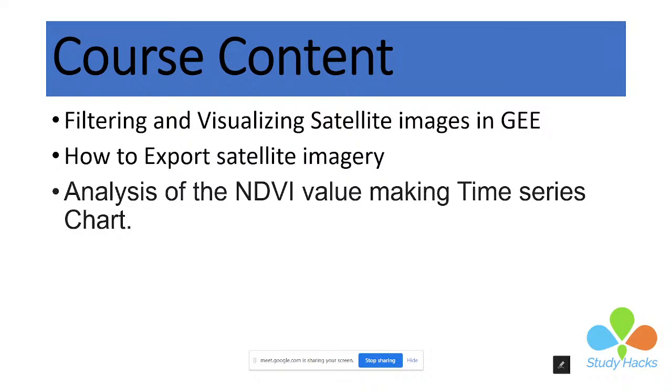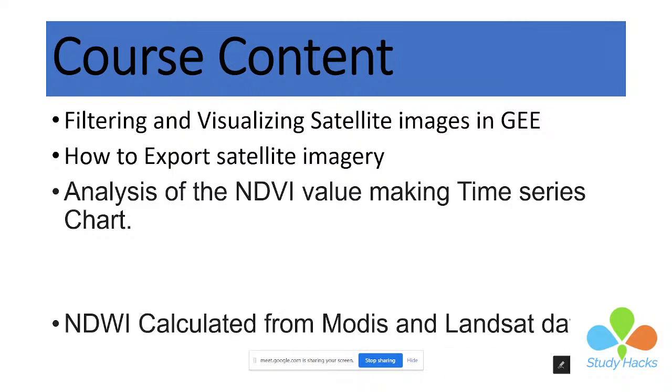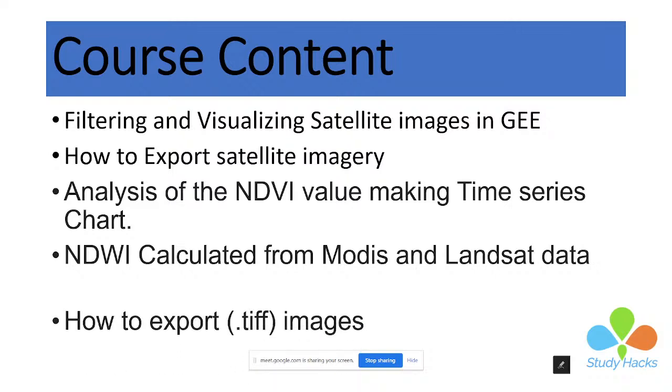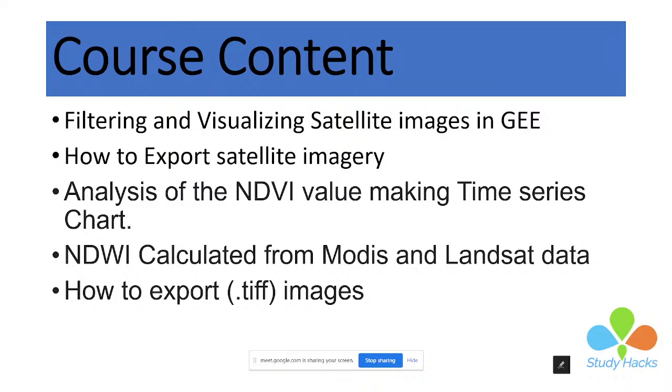Suppose you want to make the NDVI time series chart. You want to just create the time series chart of this NDVI. So how can you easily make the time series chart of NDVI? I will also discuss this, and then NDVI calculated from MODIS and Landsat data. And then I will discuss how you can easily export the tif image from the Google Earth Engine platform.